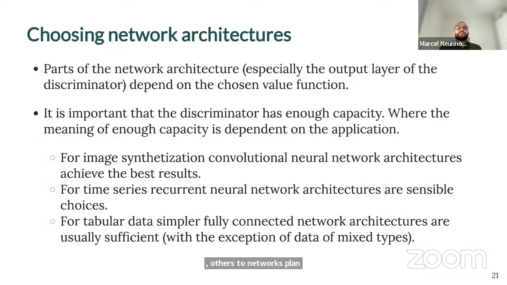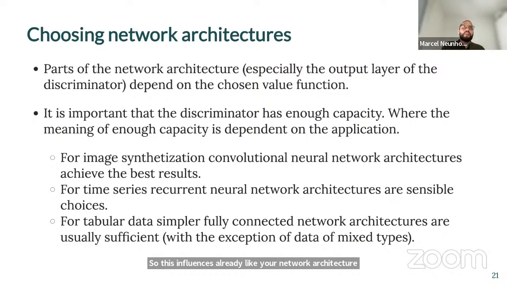Then the second important choice, and we have also implicitly made that in the first from scratch example, is choosing a suitable network architecture for both the generator and the discriminator or critic. And parts of that network architecture, in particular the output layer of the discriminator, depend on the chosen value function. So if we want to work with the original GAN value function, we need to have some transformation to those probabilities in the output layer. Whereas in the Wasserstein GAN, if you choose the Wasserstein value function, you can have a linear output layer. So this already influences your network architecture.